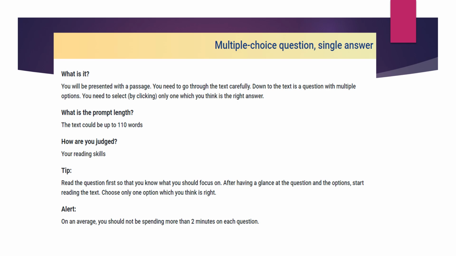Next, multiple choice question. You will be presented with a passage. You need to go through the text carefully. Below the text is a question with multiple options. You need to select, by clicking, the one which you think is the right answer. The text can be up to 110 words, and you will be judged on reading skills. And there is a tip: read the questions first so that you know what you should focus on.